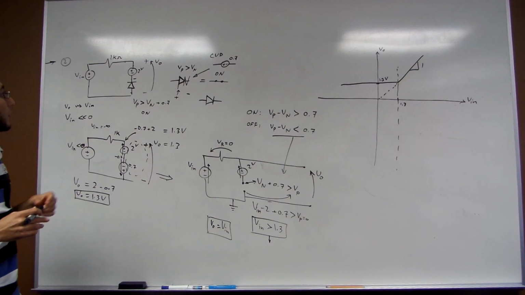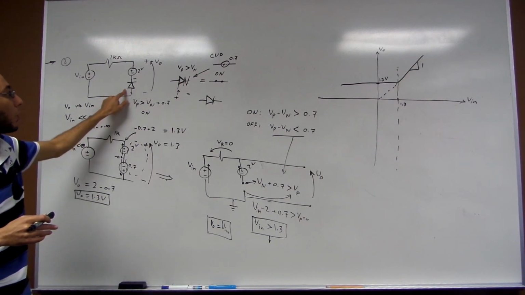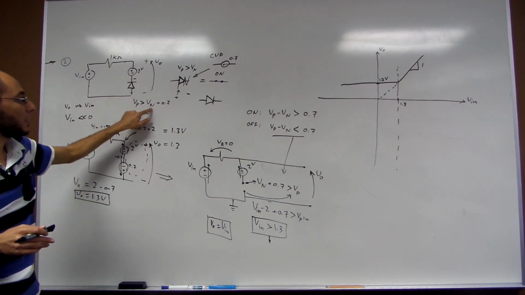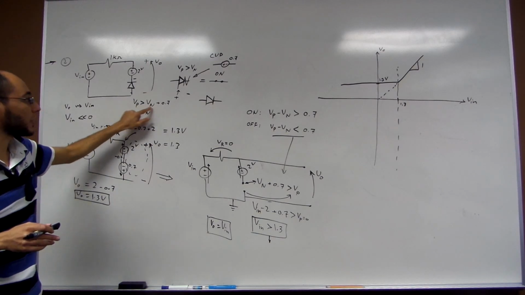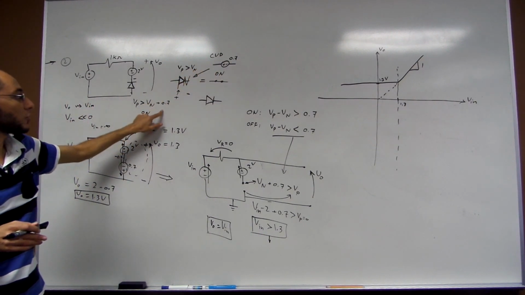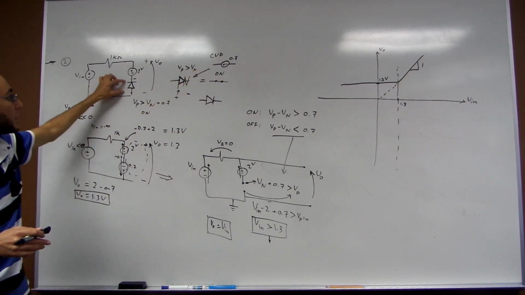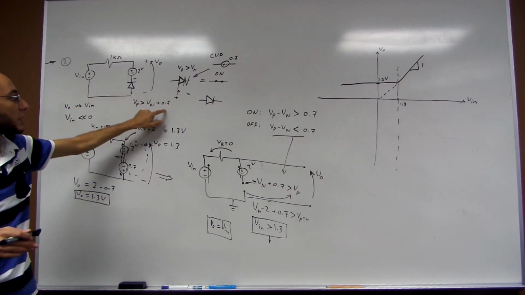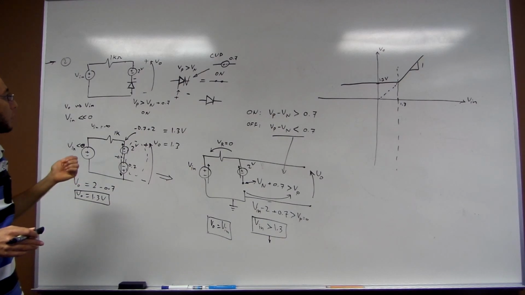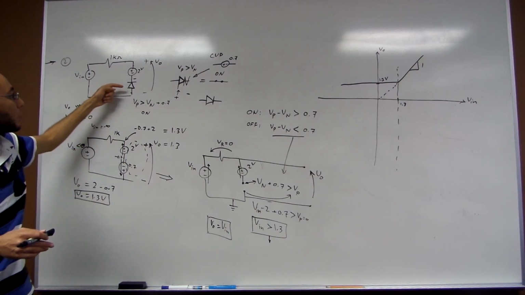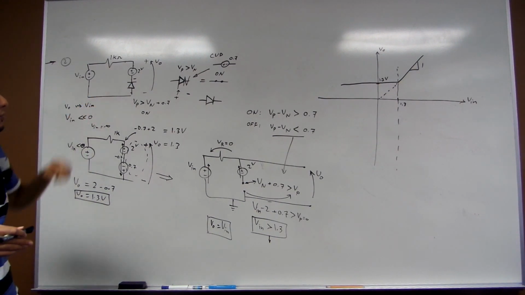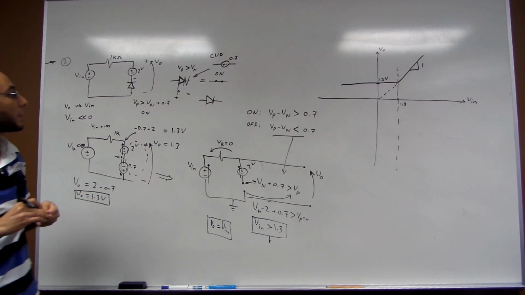Okay, what about determining whether the diode is on or off? You have to notice that Vp has to be larger than Vn. And if it was a constant voltage model, then it has to be larger by 0.7. So the difference here has to be larger than 0.7 volts. When it is smaller than that, then you guarantee that this diode is going to be off, an off diode.